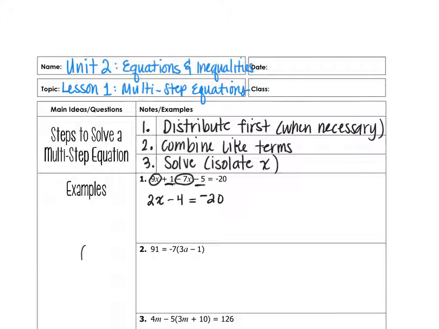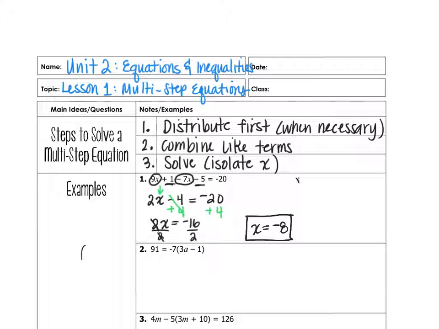Now that I've combined like terms, I can start solving. Remember that we're trying to isolate x, so we're going to work from the outside in. We're going to work from the outside operator to the closest operator to x. So since x is multiplying with 2, the division of 2 will be the last thing we do. So let's add 4 to both sides. Negative 4 plus 4 makes 0. So I end up with 2x is equal to negative 20 plus 4, which is negative 16. And then I divide by 2 on both sides. 2 divided by 2 is 1, to get a final answer of x is equal to negative 8.